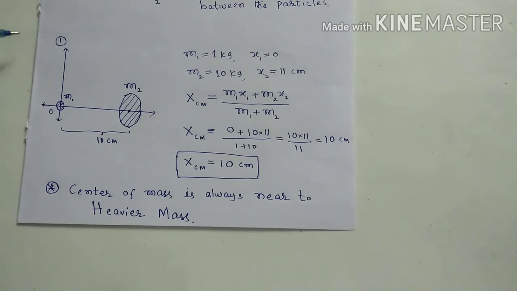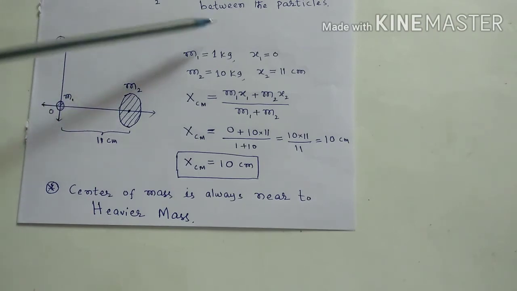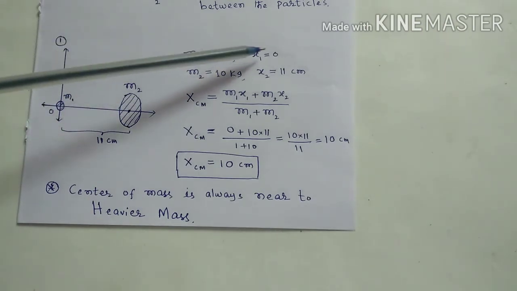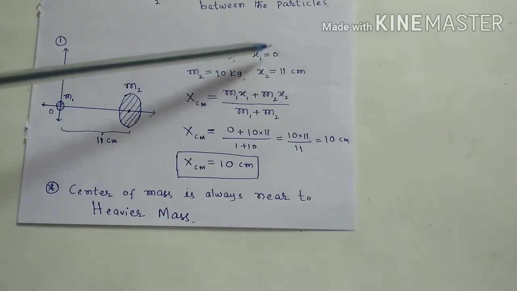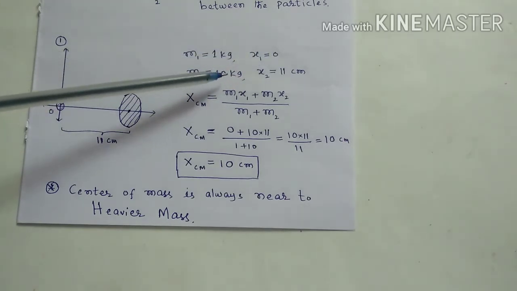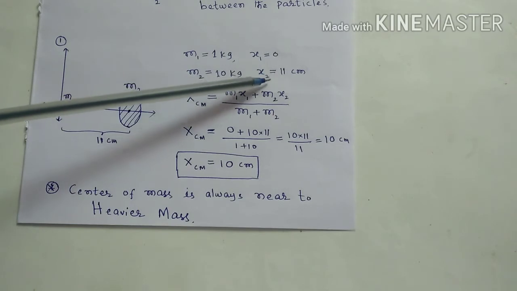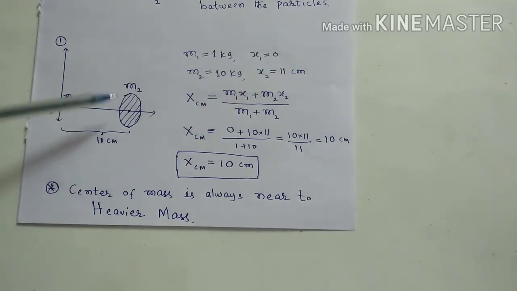See here, example 1. This is the x-axis and y-axis. Two particles: M1 is at the origin, and M2 is at a distance of 11 cm from the origin. M1 is 1 kg, X1 equals 0, the x coordinate is 0. M2 is 10 kg, X2 equals 11 cm. Now we are going to find the center of mass of this system.